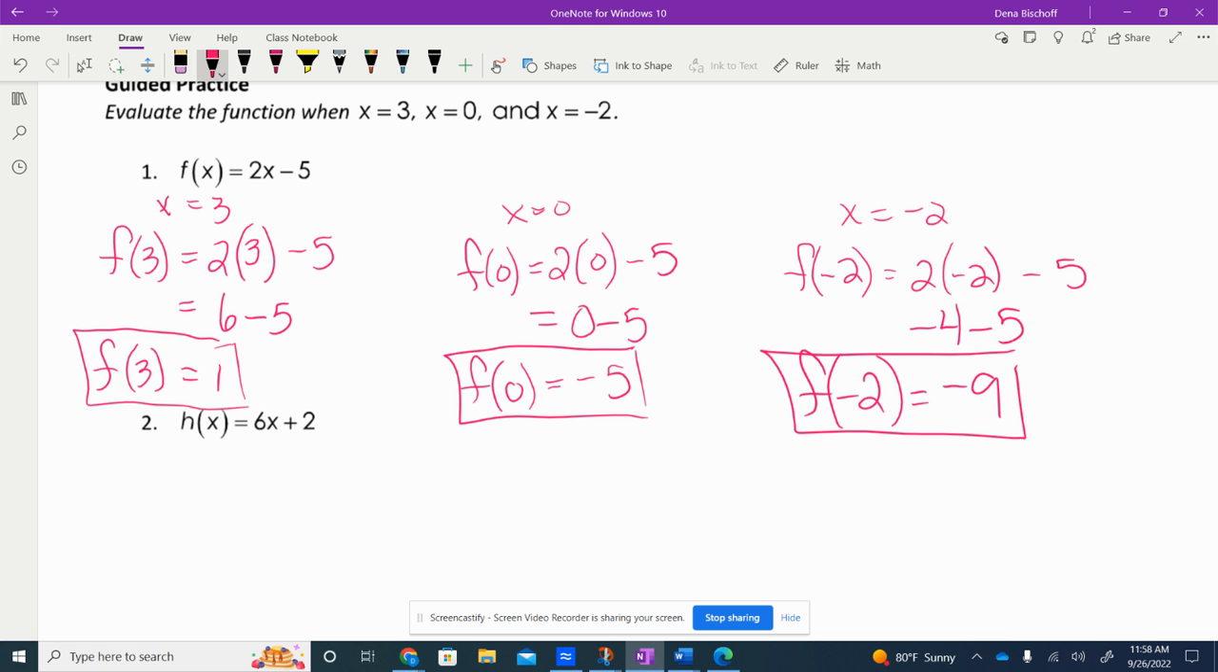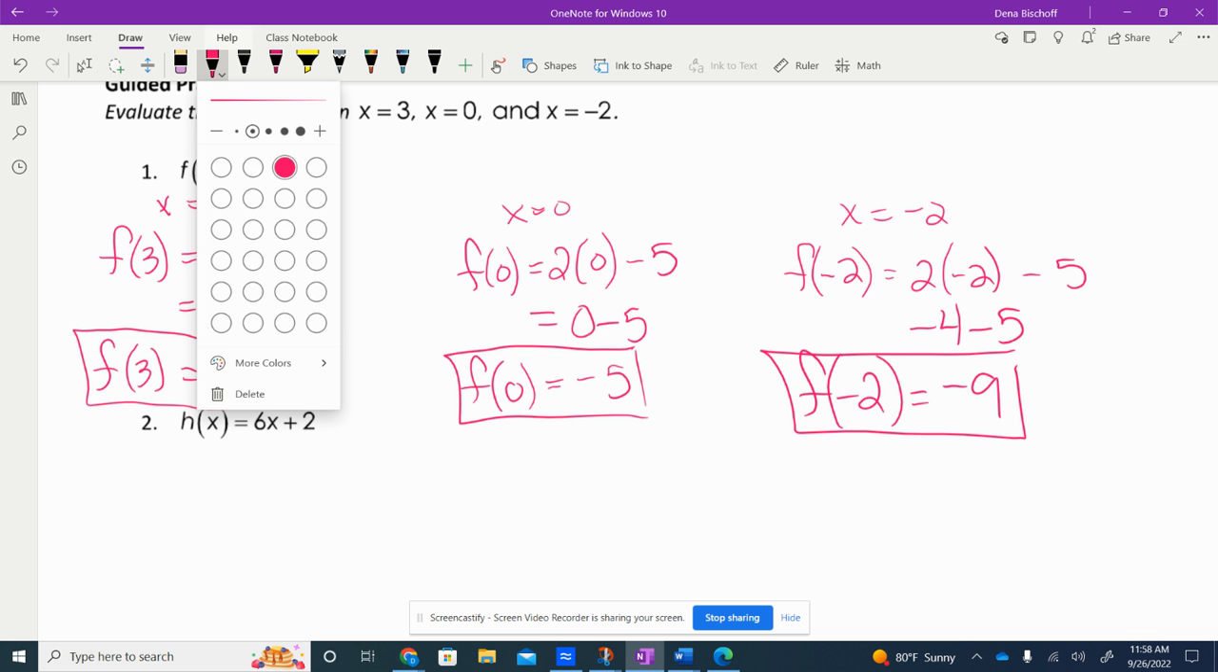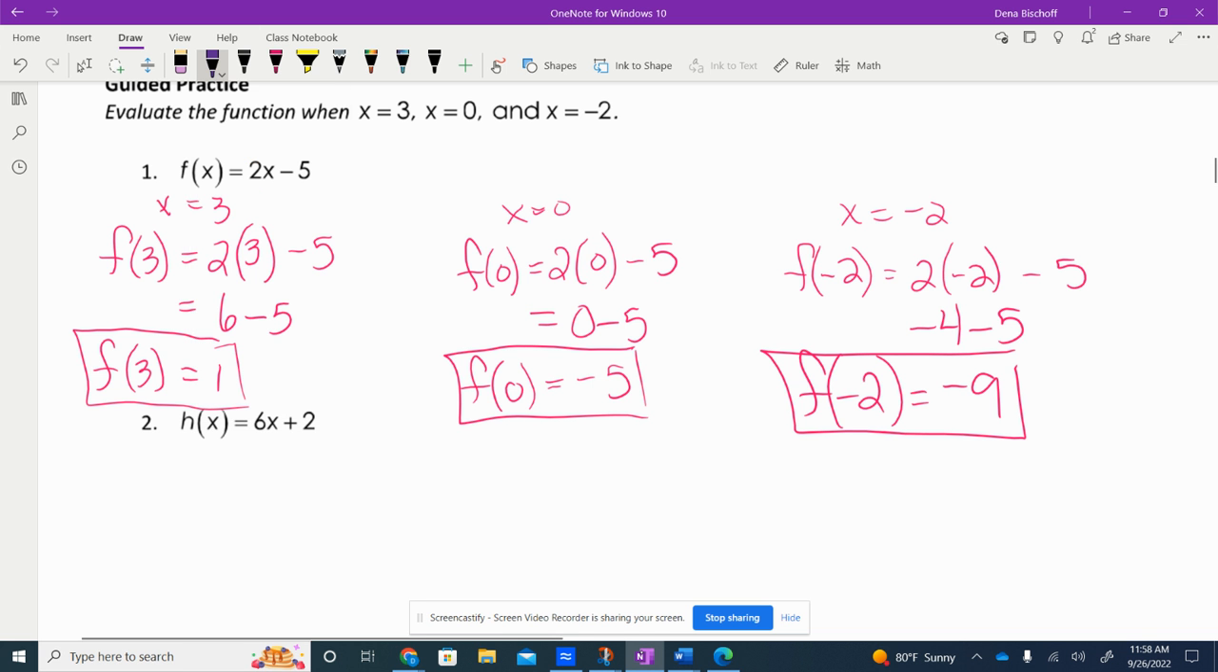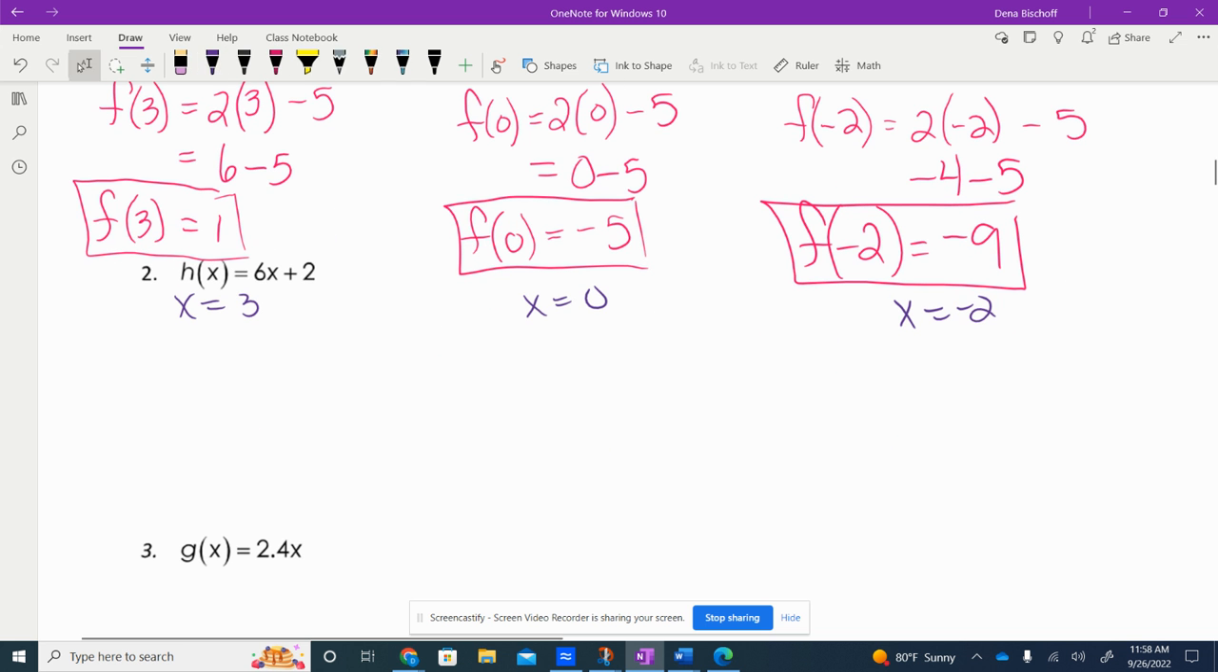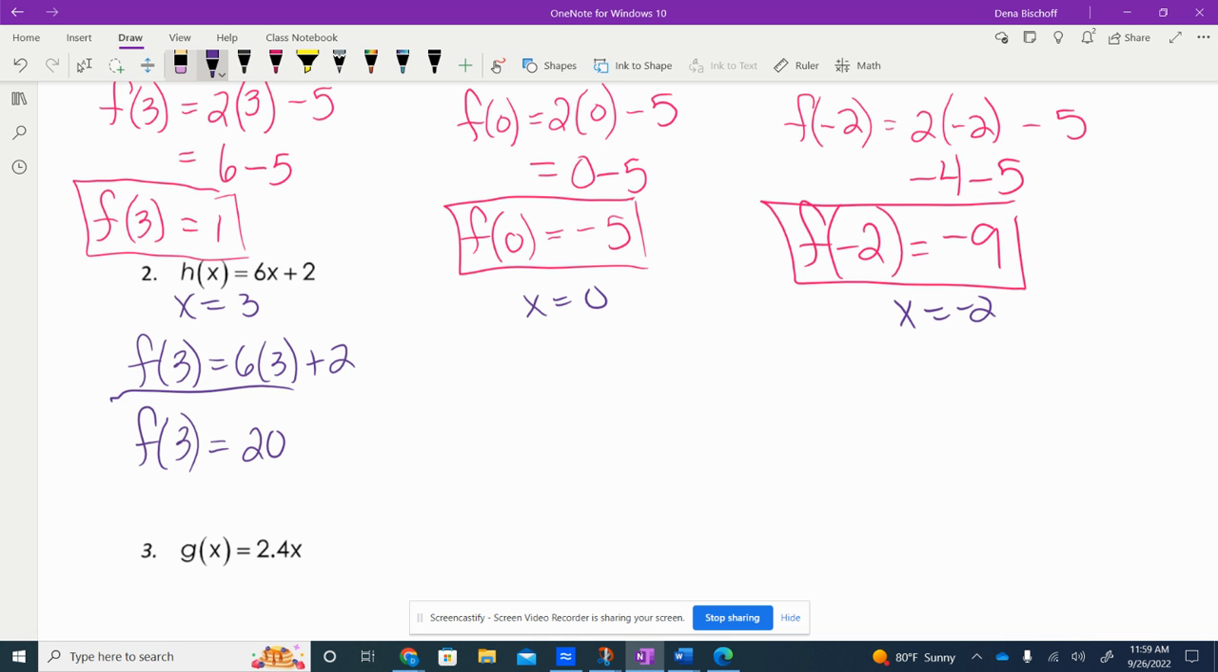Okay, so the h function, I have to let x equal 3, I have to let x equal 0, and I have to let x equal -2. So when I evaluate my h function, I have h of 3 equals 6 times 3 plus 2. Let's see, 6 times 3 is 18. 18 plus 2 is 20. I just need to fix that to say h, sorry. So did everybody get h of 3 equals 20?